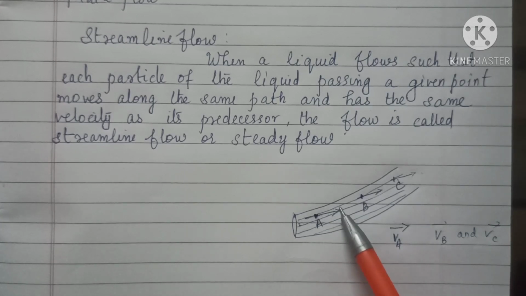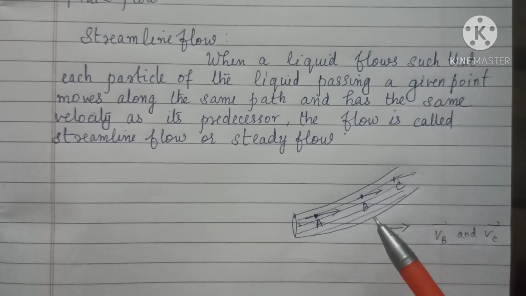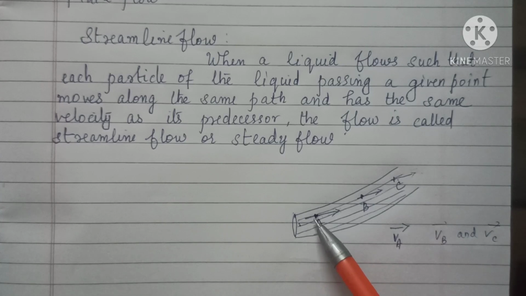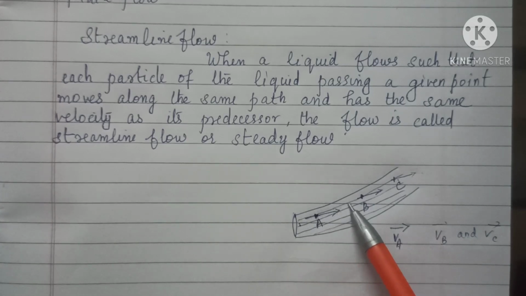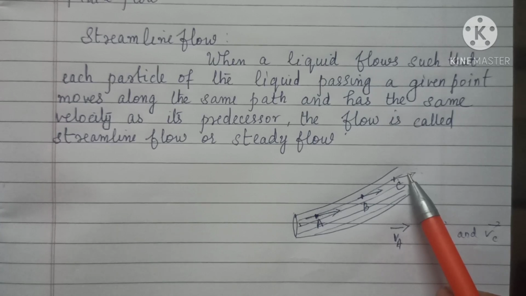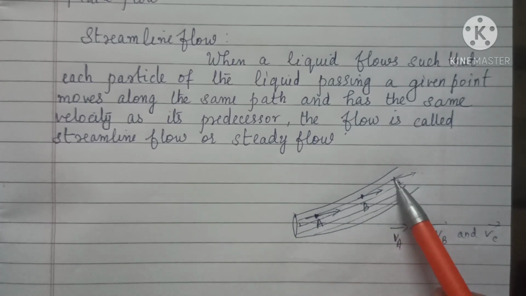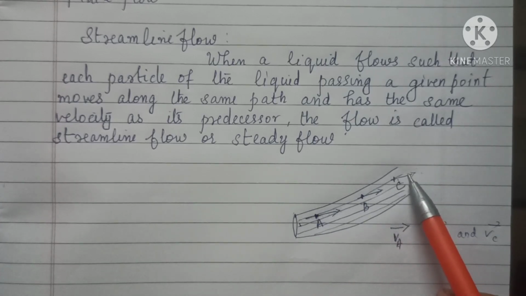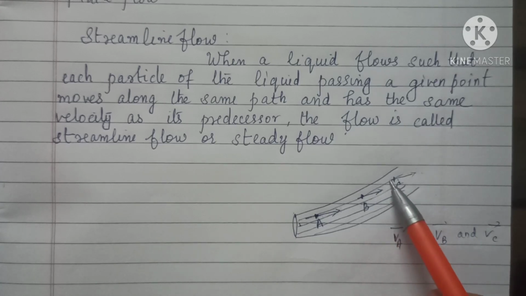After crossing this point A, the velocity may change or may not change. It doesn't matter. Again when it reaches a point B, each particle crossing this point B has the same velocity. So in such a way, this will be like this, isn't it? And this path is known as what? Streamline. This path A, B, C along which the particles move one after another is called streamline.